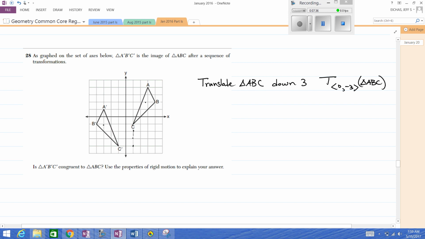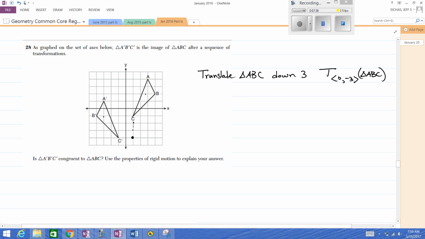Let's just call it DEF. We don't want to call it A prime because we're not there yet. So we'll call this D, E, F. Again, use a straight edge. I can't on this software, but make sure that we're accurate.